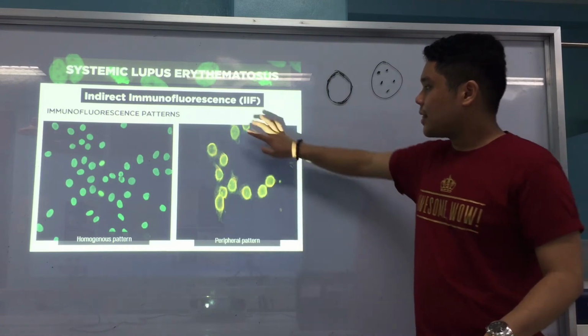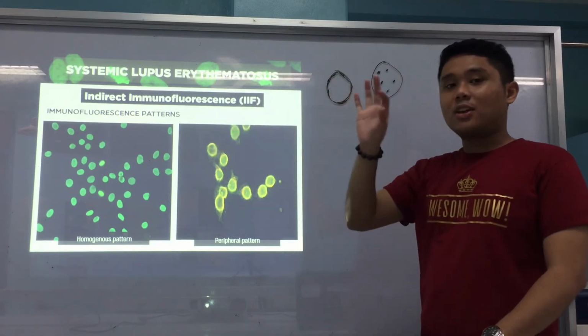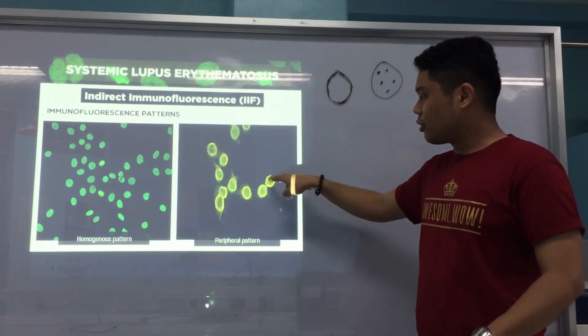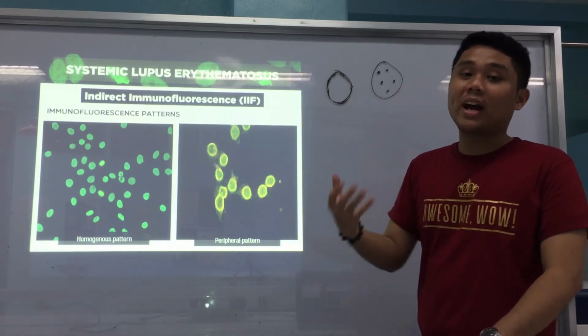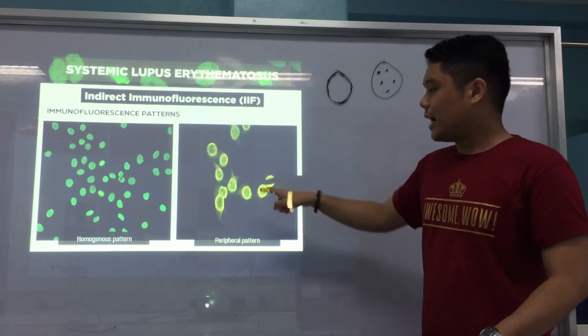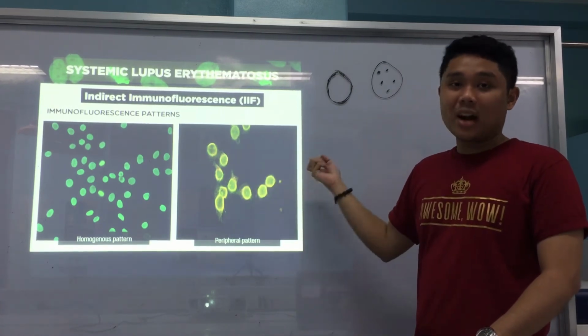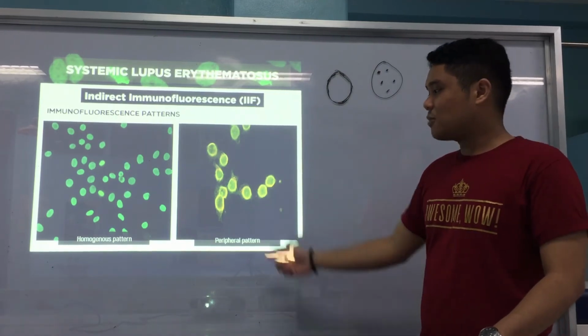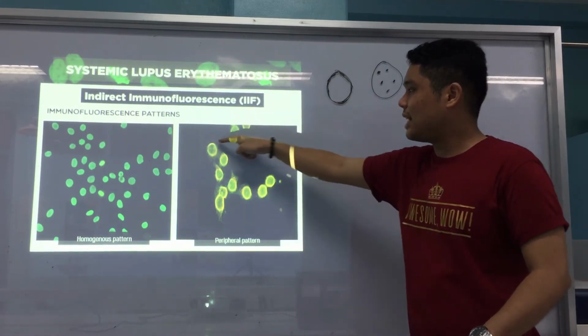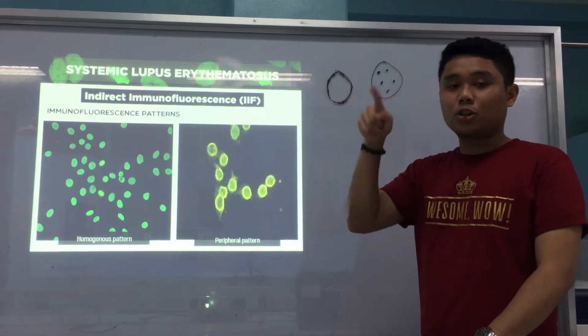Next, we go now to your peripheral. As you can see, there is still diffuse staining at the center, at the nucleus, but at the outer circle, it is much more stained, with greater intensities of fluorescence. So this is highly specific for SLE, caused primarily by dsDNA antibodies. That's peripheral, right? By the name itself, it's at the edge. Outer ring, outer circle.